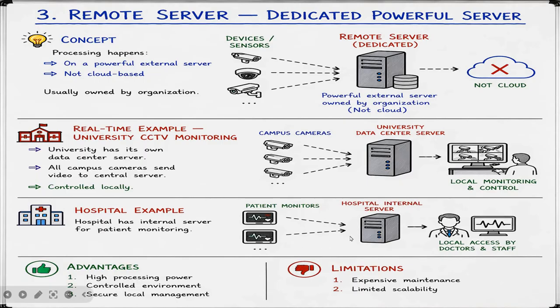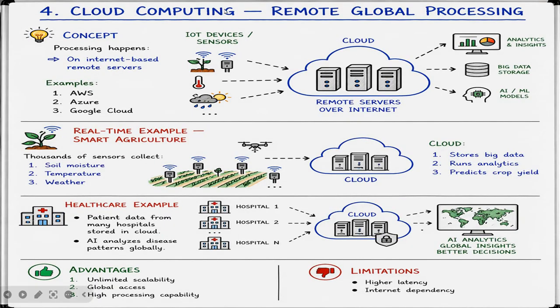So here you can think of it as a college which has one big computer lab, and it is used for heavy simulations. Next is the cloud computing, where the processing happens remotely.